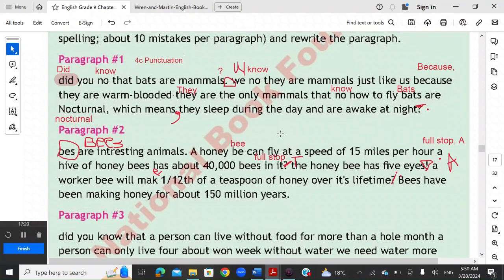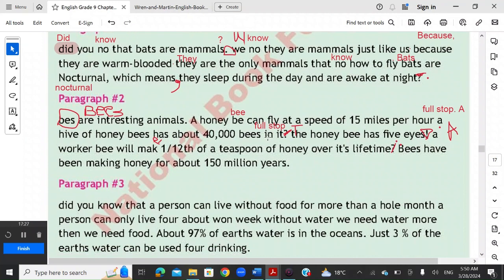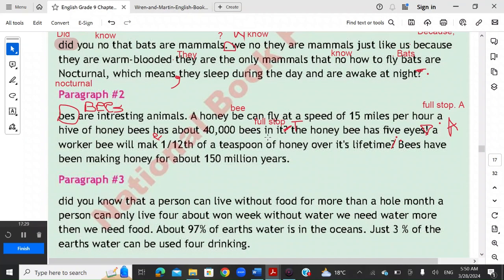Let's move towards the second paragraph. Bees. What is the spelling of bees? B-E-E-S. Very good. Bees are interesting animals. The information has been completed, hence we are putting a full stop at the end. A honeybee can fly at a speed of 15 miles per hour. There should be a question mark after it because the information has been completed, and the initial letter will be capitalized as I have capitalized here.